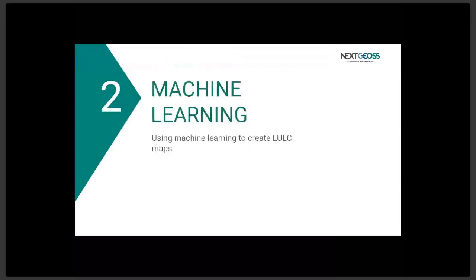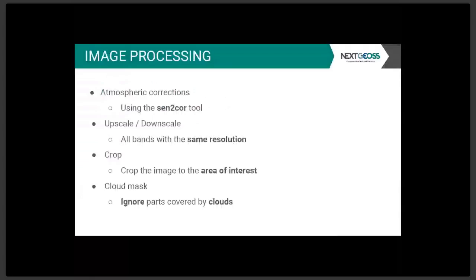I will describe here the processes we follow and the methods we use to create good quality land use land cover maps. We first start by processing the image. We need to perform atmospheric corrections. We are using the Centaur tool. Next, we need to either upscale or downscale the image, depending on our target resolution. For the Sentinel-2 data products, some bands come in different resolutions, not all bands come in the same. So we need to scale those bands to the same resolution.